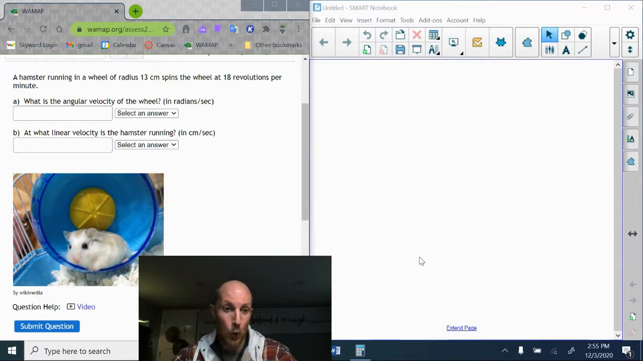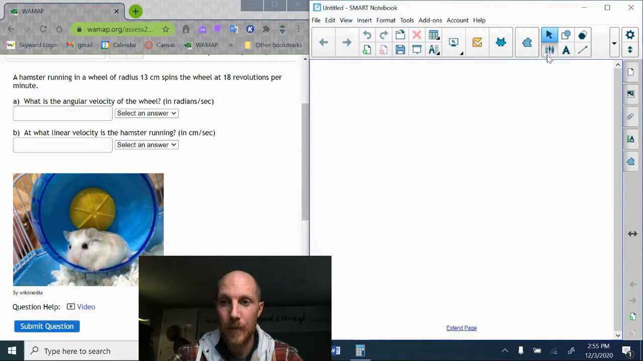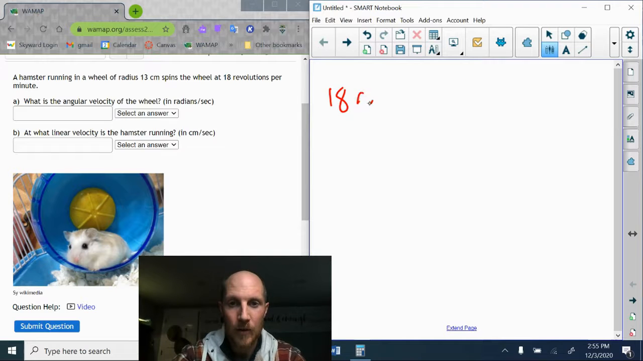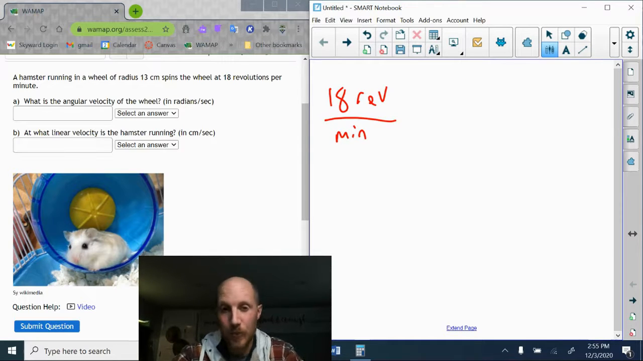Oh, a cute little hamster. It's running in a wheel. The wheel's got a radius of 13 centimeters, spinning 18 revolutions per minute. So I'm going to go ahead and write down that 18 revolutions a minute. That is my starting point. So that's a rotational speed.